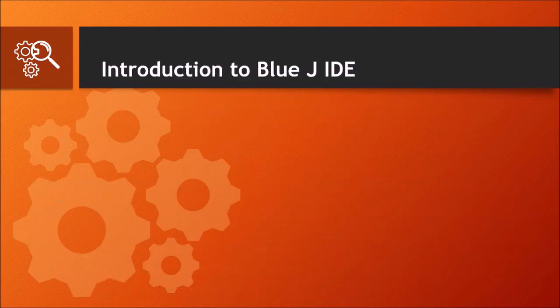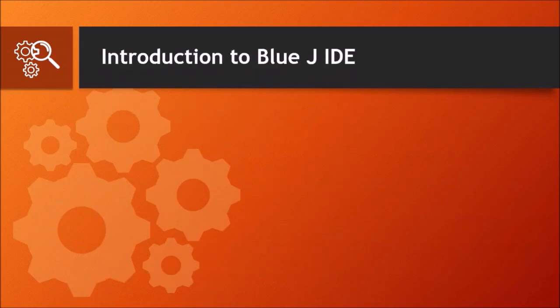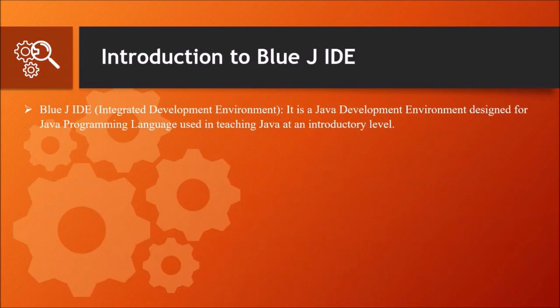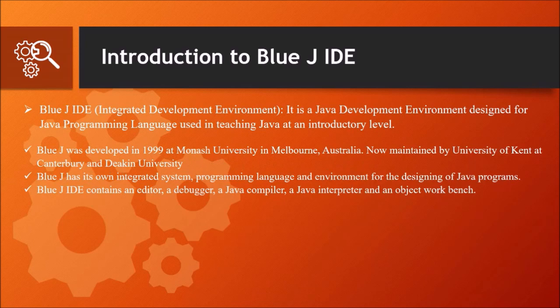The next topic is introduction to BlueJ IDE. BlueJ IDE, or BlueJ Integrated Development Environment, is a development environment designed for Java programming language, used in teaching Java at an introductory level. BlueJ was developed in 1999 at Monash University in Melbourne, Australia. Now it is maintained by the University of Kent at Canterbury and Deakin University.